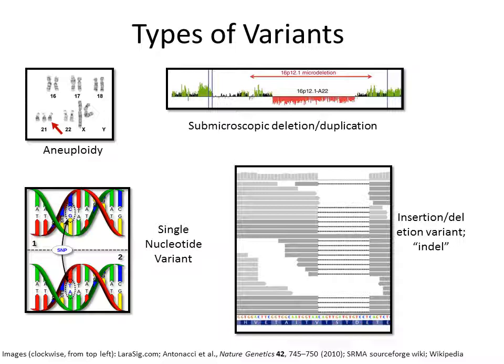A test called chromosomal microarray analysis can be performed to look for these changes, which result in the gain or loss of many genes at a time. The average person has maybe 1 or 2 such variants, if any.